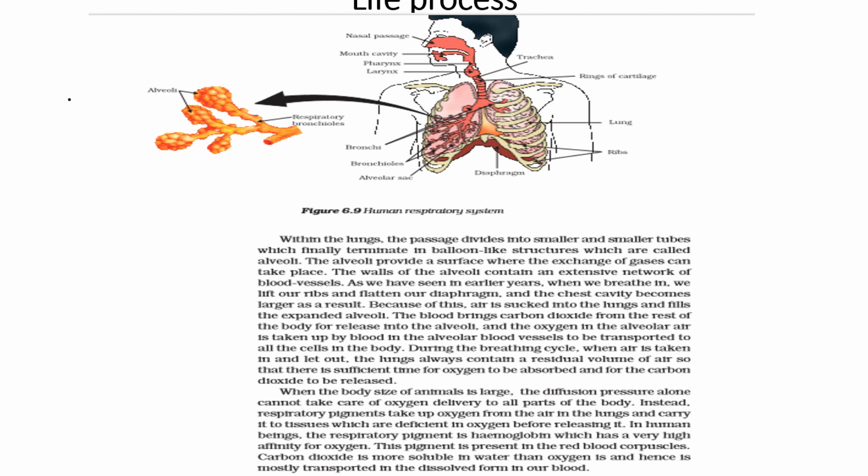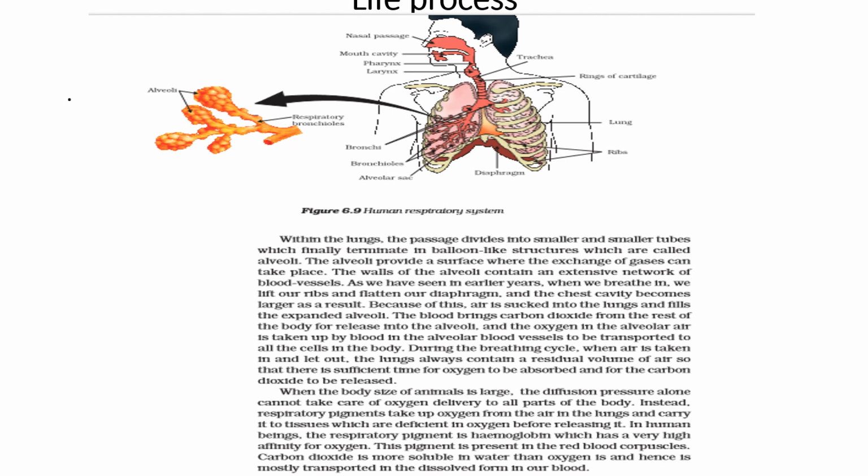So we already learned in our earlier classes that when we breathe in, our ribs lift, our diaphragm flattens, and the chest cavity becomes larger. As a result, air is sucked into the lungs and fills the expanded alveoli. The blood brings carbon dioxide from the rest of the body, and that is released from the cells by the process of aerobic respiration.